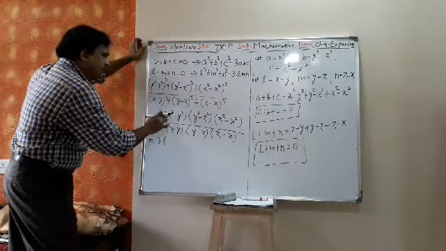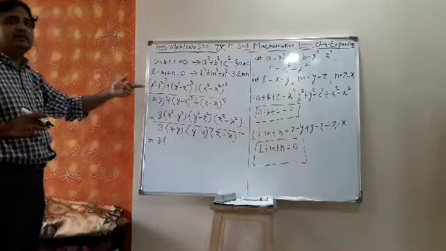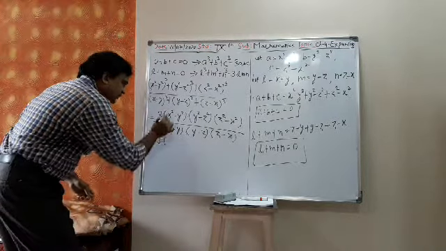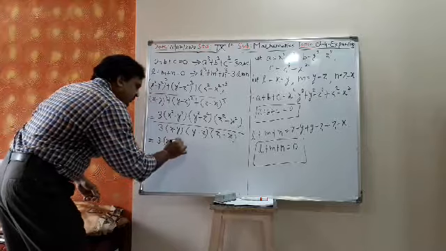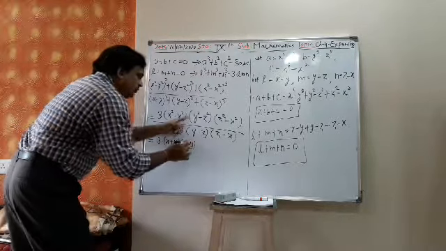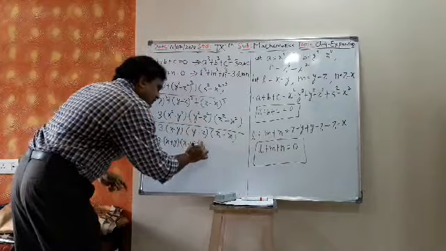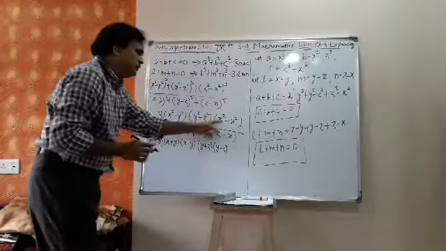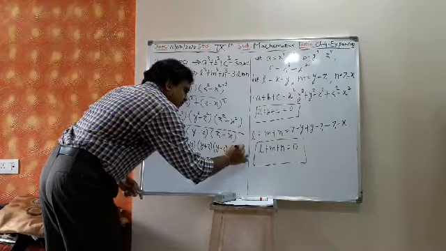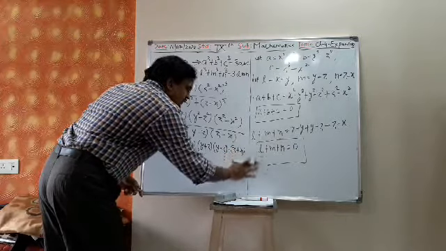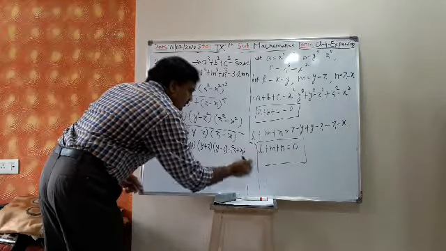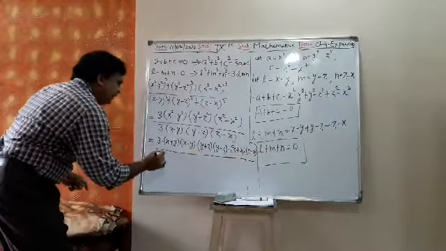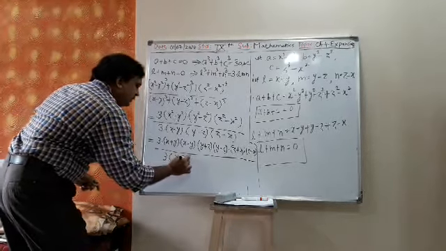Let me write. What is x square minus y square? A square minus b square. What is a square minus b square? A plus b into a minus b. So x square minus y square will be x plus y into x minus y. Y square minus z square is y plus z into y minus z. Z square minus x square is z plus x into z minus x. Upon 3 into x minus y, y minus z.